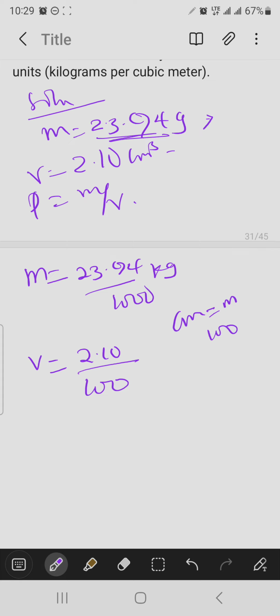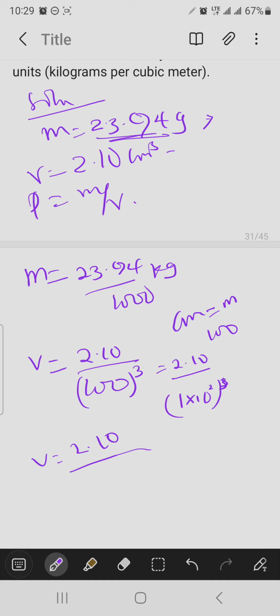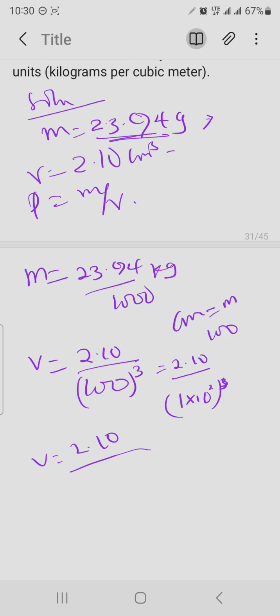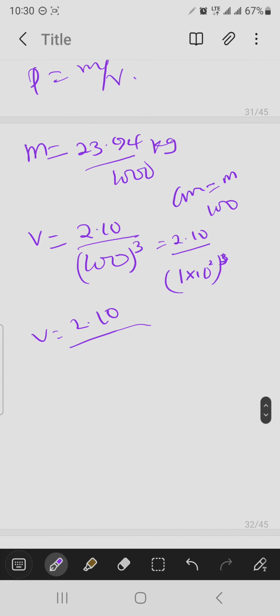Now, this one has a cube. So, centimeter cube, we now cube this. So this one will now be 10 raised to power 2 multiplied by 3. We now have 2.10 divided by 1 times 10 raised to power 2, all raised to power 3. The volume is 2.10 divided by 1 times 10 raised to power 6. So this is how we are going to do this.